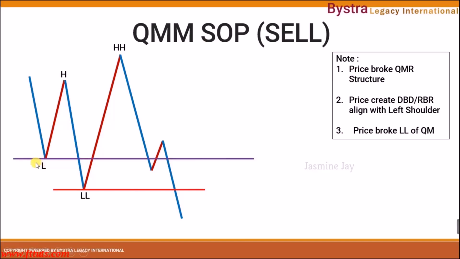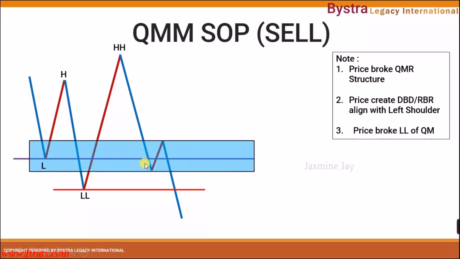First of all, we draw the horizontal line aligned with the left shoulder, which is the low here, and mark the zone of the drop base drop. Make sure that the zone of this drop base drop, which is the candlestick body, is aligned with the entry point. The entry point is this horizontal line. This is the area where we will set our PO.